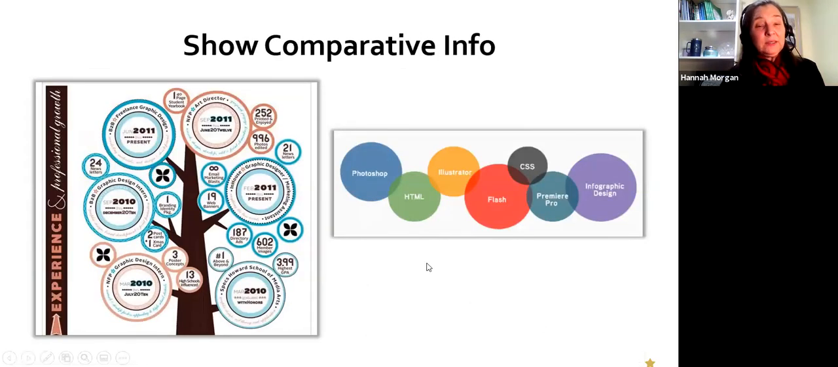Another option is to use sort of comparative information. The larger the bubble, the more significant it is. So this tree actually comes from a graphic designer who won an award for this beautiful infographic resume. The bigger the bubble in her case was, the more prestigious the award that she won. But you could even use it to identify skills in a more colorful format, or you could use a Venn diagram to show the overlap and relationship between the different parts of your role or your job.